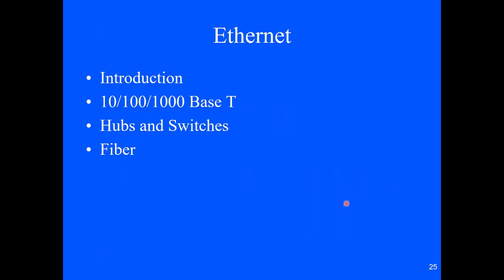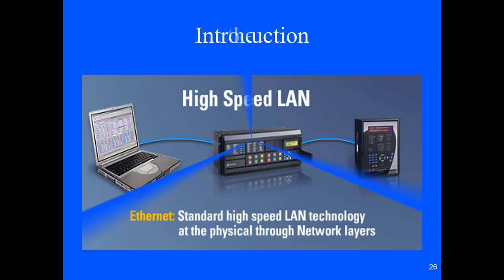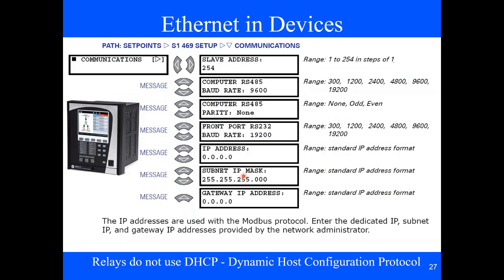Okay, I'm now going to go into Ethernet. I'll give you an introduction, some other things, switches and hubs, and talk about fibers. So Ethernet is a high-speed LAN standard where you can have devices talk to each other. What happens is devices now have IP addresses, and that's really their name. So you may hear something like 192.168.10.5. That's an IP address.